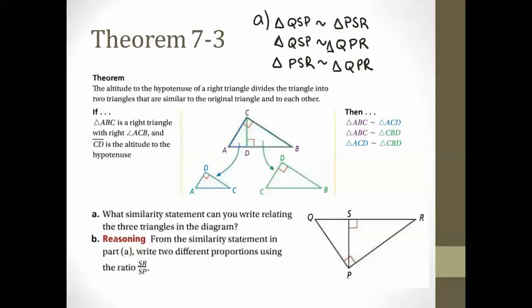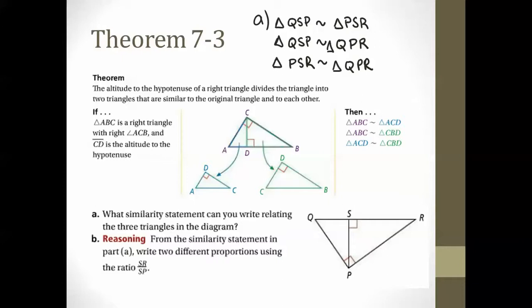QSP is similar to QPR, so small is similar to big. And then lastly, triangle PSR is similar to triangle QPR. And that would be the medium is similar to the big one.